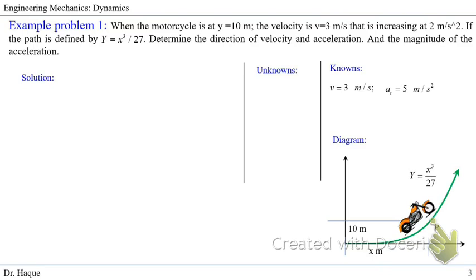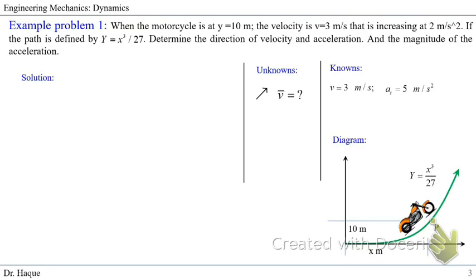But we know velocity is tangent to the path of motion. So the velocity increment at this point will be the tangential component. I see there's a typo. I think we have used 5 here. Yeah. So let's solve the problem.